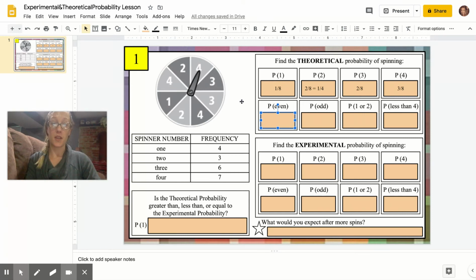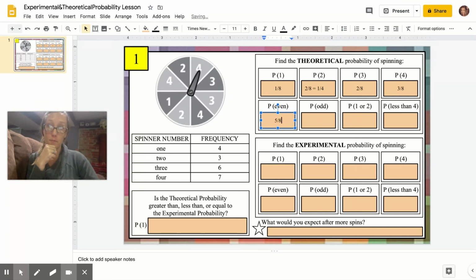So that would be 5 over 8. So there's 5 even numbers. And there are how many odd? 3 over 8. Okay, because it's 3 odd spaces out of 8 total.